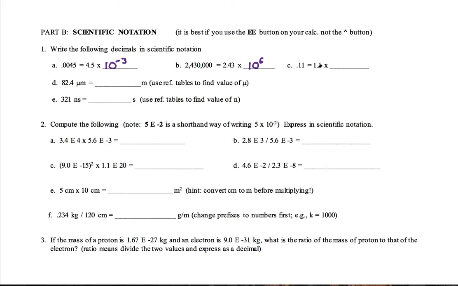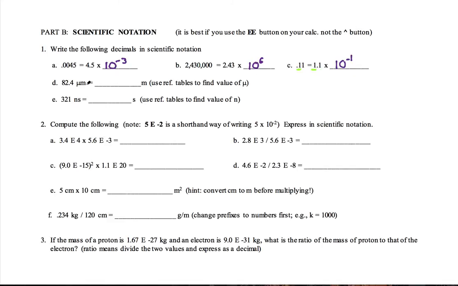And the last one, part C here on the top line, this first one becomes this 1. And so it was in the tenths place, and that means that we need times 10 to the negative 1, which is a tenth, right, 0.1.